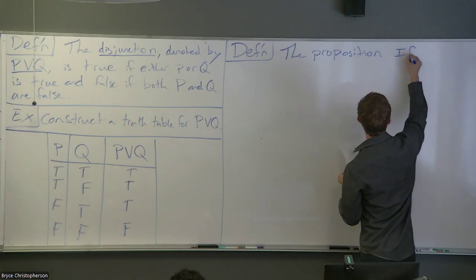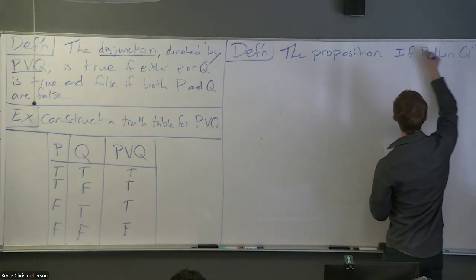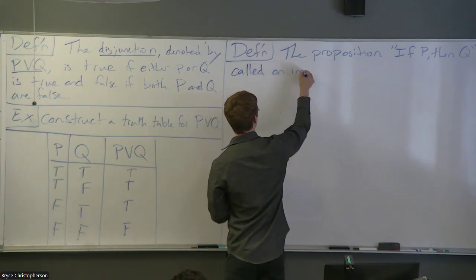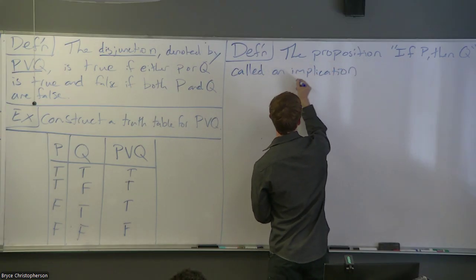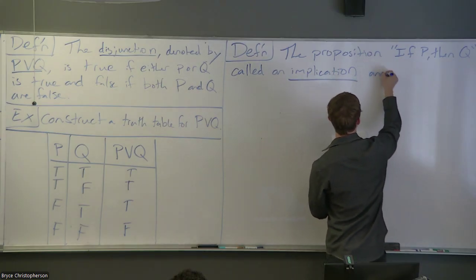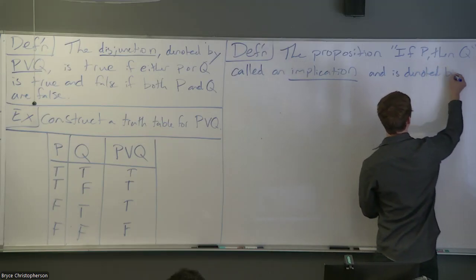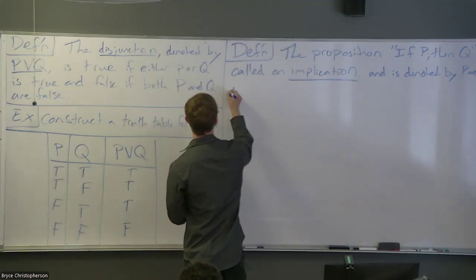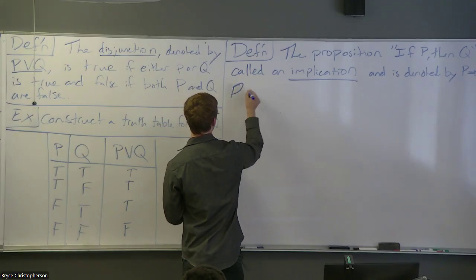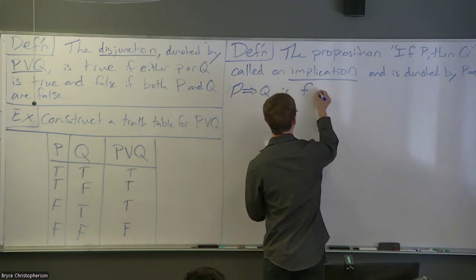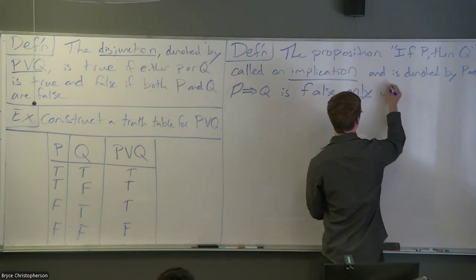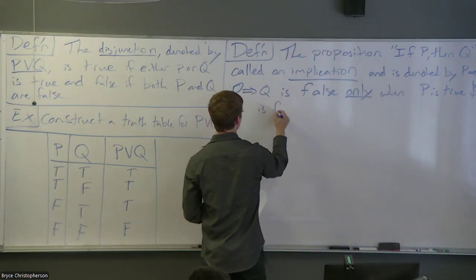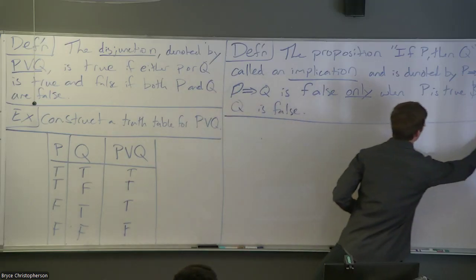The proposition, if P then Q, is called an implication, and is denoted P arrow Q. It is false only when P is true and Q is false. So here's why this one trips everyone up.